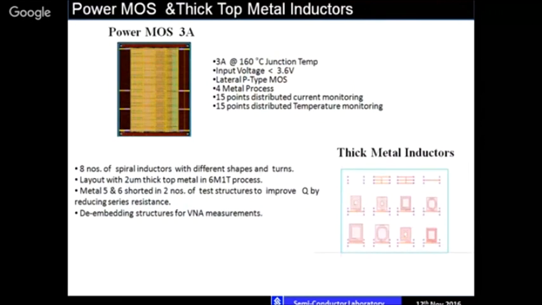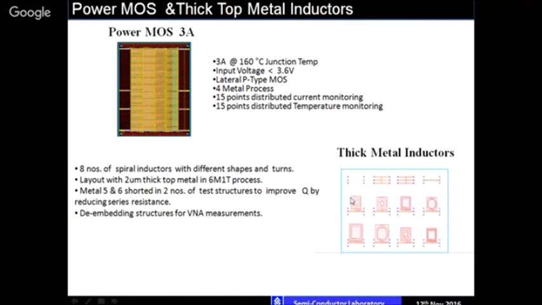This is again a power MOS. This is a single transistor, it can give 3 ampere. So there are many fingers in this, 15 points. They are distributed for current monitoring and temperature. In this device there are 15 temperature sensors, which are set up across various points in this circuit, so that the temperature of each area is monitored, and where the temperature is shooting up, you have to take preventive measures so that the device doesn't burn.